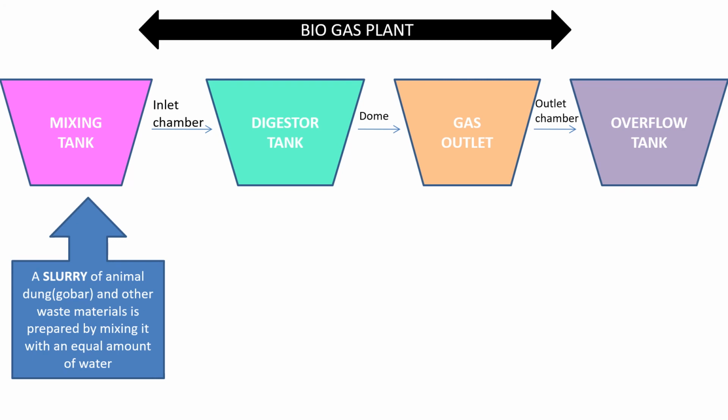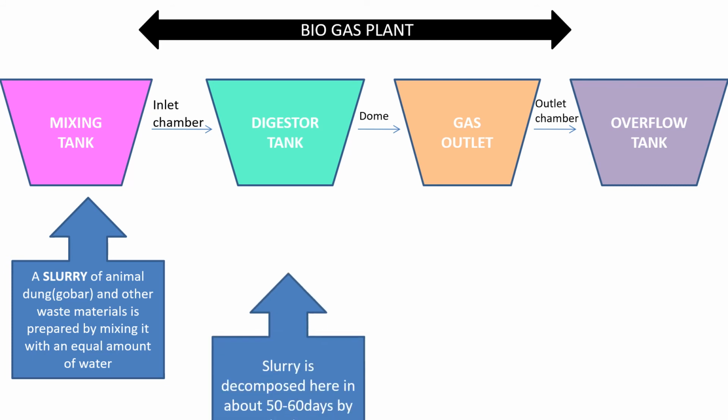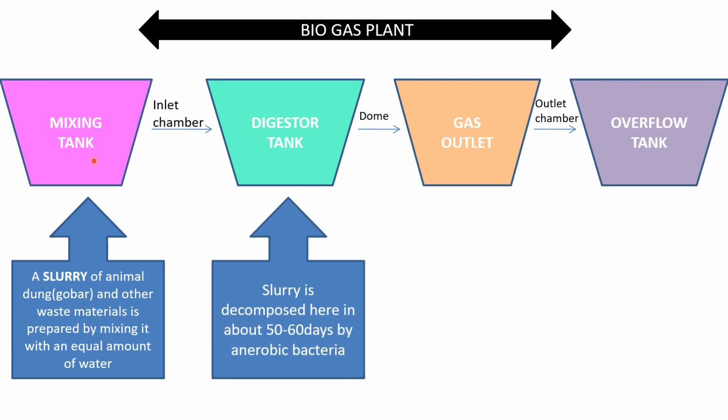So examiner ये भी पूछता है, why is biogas called a gobar gas? Because the main ingredient or the starting material of the biogas is cow dung, which is gobar, hence it is also called a gobar gas. Okay, then inlet chamber से ये mixing tank slurry goes into the digester tank. In the digester tank we have some anaerobic bacteria which act upon the slurry for about 50 to 60 days in complete absence of oxygen.